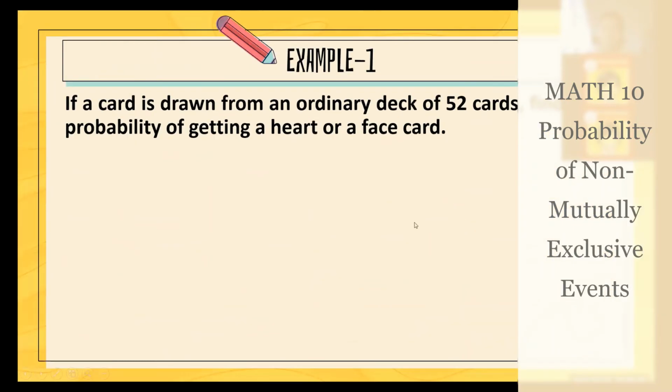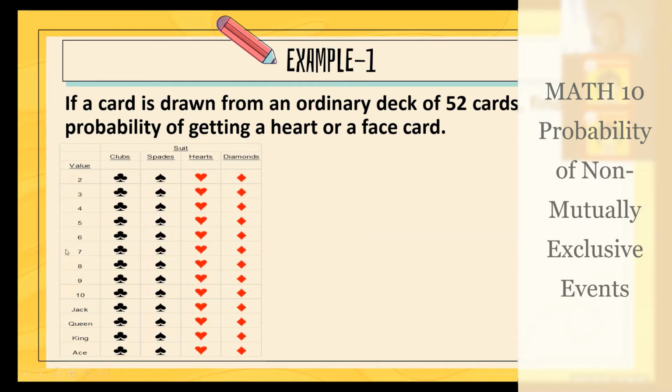So that's it. Now let's solve. If a card is drawn from an ordinary deck of 52 cards, find the probability of getting a heart or a face card. So this is an example of non-mutually exclusive or inclusive because we can see common events. Okay, so let's encircle. Probability of getting a heart. Let's have that first. Heart. So where is my pen? Ayan. So let's have probability of getting a heart. O, gawin natin heart na lang.